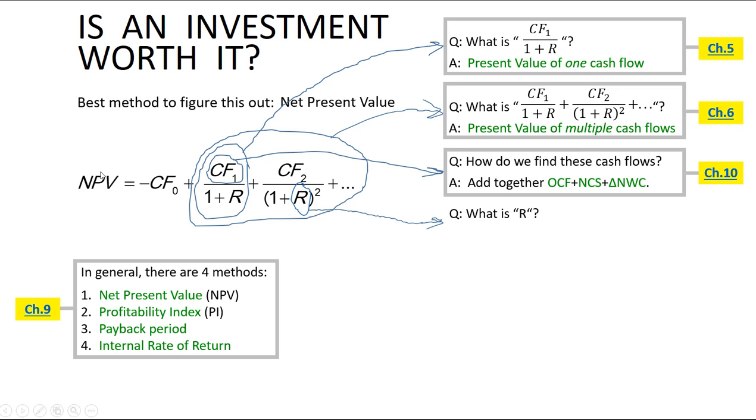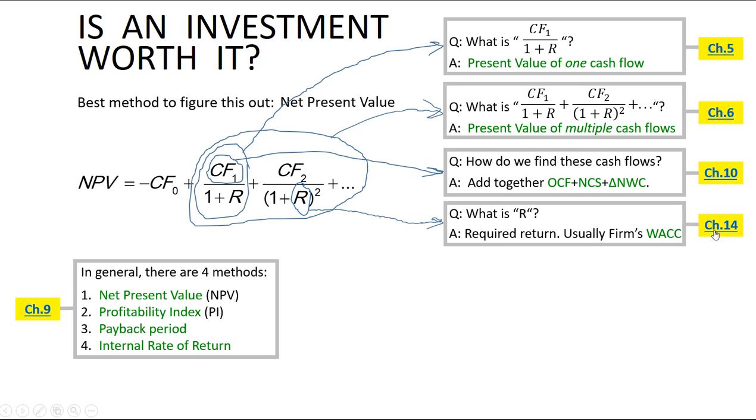Next, going back to the net present value formula. One more thing that it has is the R. It's in the denominators. So what is this R thing? What is it? That's the required return, annual return for this investment project that we are evaluating. Usually, it's the firm's WACC, weighted average cost of capital, WACC. That part was covered in chapter 14 in this class.